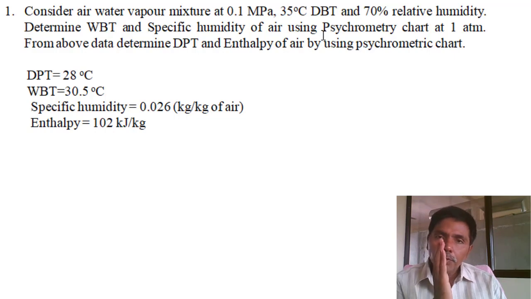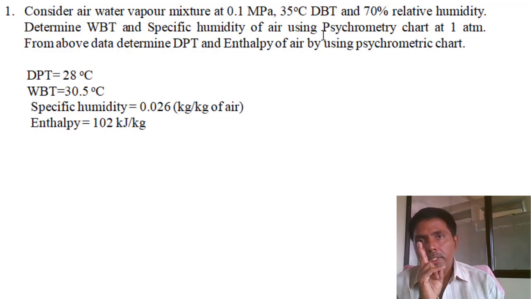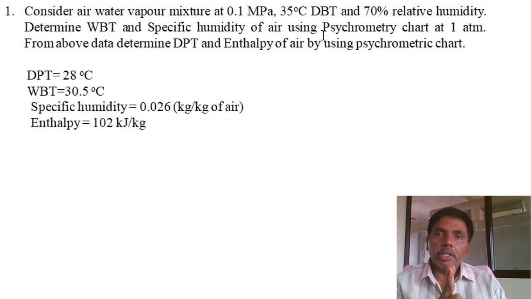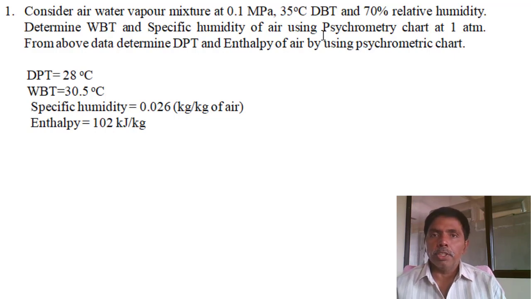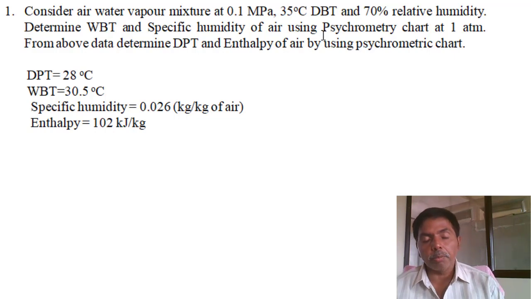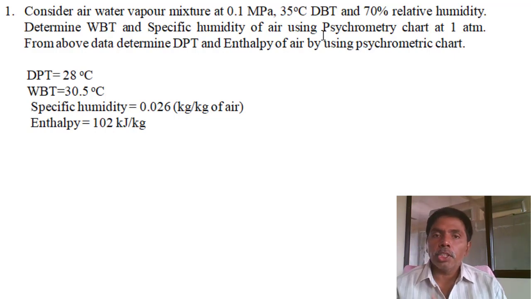So once we know the two properties, at least two properties are required to determine the condition of the air. So 35 degrees is the dry bulb temperature and the relative humidity is 70. Once we know the condition of the air, based on that, by using the psychrometric chart, we can extract the properties of wet bulb temperature, specific humidity or humidity ratio, dew point temperature, and enthalpy.